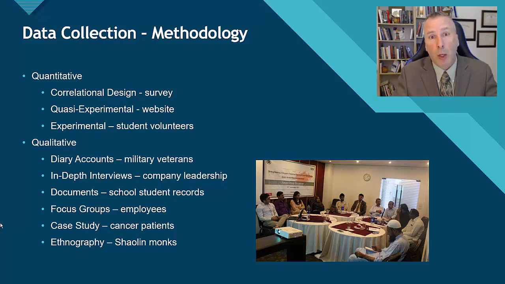Experimental studies oftentimes need to be done in some sort of lab or a controlled environment. Many times it is done with student volunteers, which actually is somewhat of a known limitation to many of the published studies that are out there, because there is so much experimental research that's been done on students, which of course now narrows down the focus of this research because that population is much smaller. It's students. Qualitative research. Again, diary accounts.